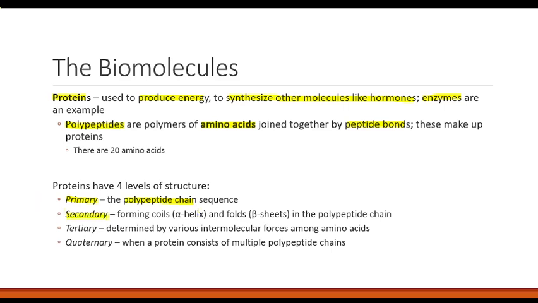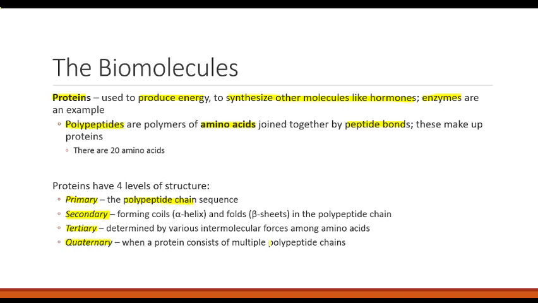The polypeptide chain sequence will then form coils or folds, and that is what we call the secondary structure. The tertiary structure of a protein is determined by various intermolecular forces among amino acids. Hydrophobic portions of these amino acids will interact with each other to form a 3D orientation. And then quaternary is when a protein consists of multiple polypeptide chains.